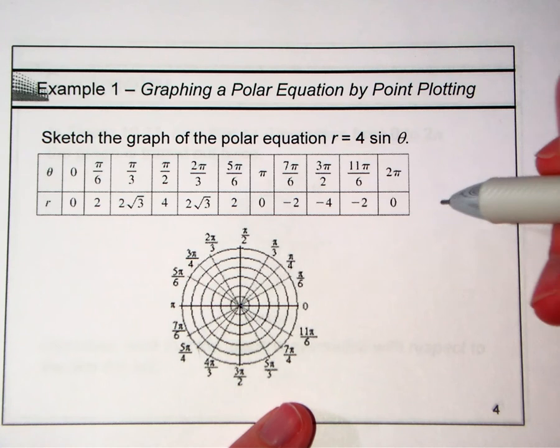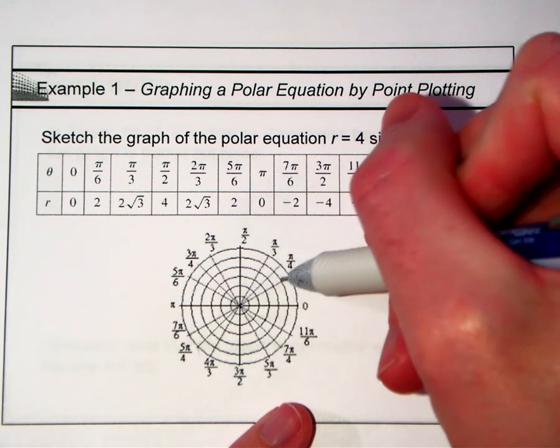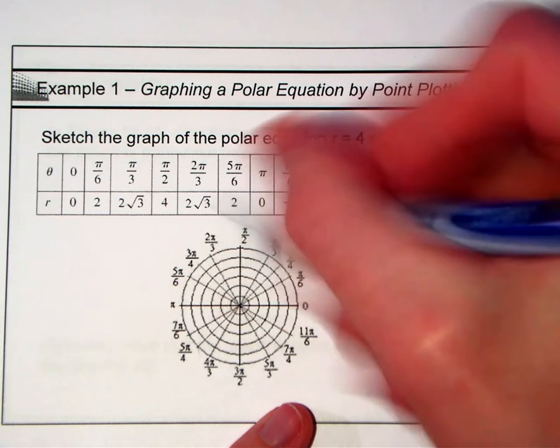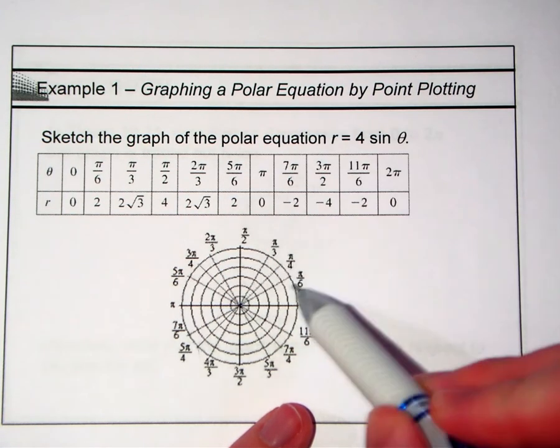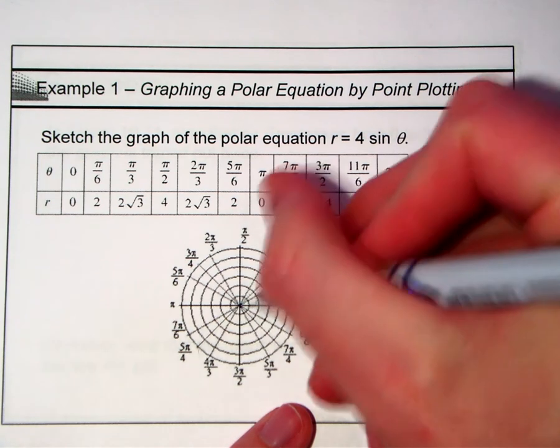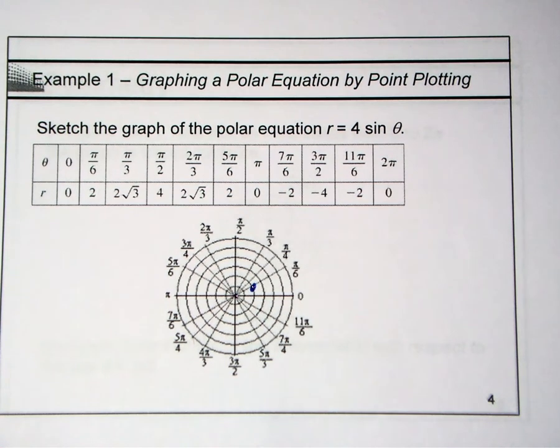How far out do we get to go? 4? Can we go by halves? 2, 3, 4. No, we can't. All right, so just 2. Pi over 6, we're at 2. So here's the pi over 6 line. We go 2 rings out. 1, 2. Okay. Pi over 3, we should be at 2 radical 3, or it's about 3.5.